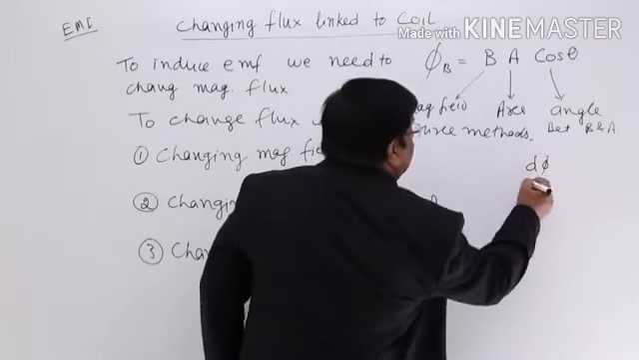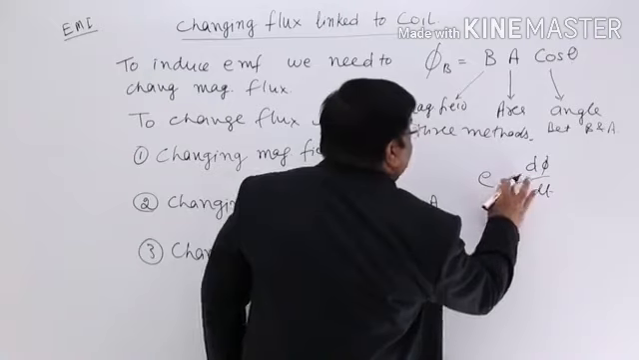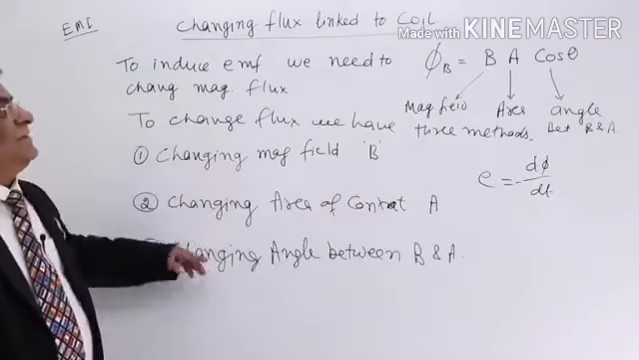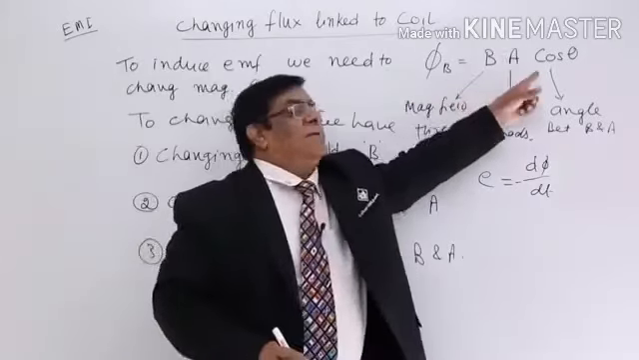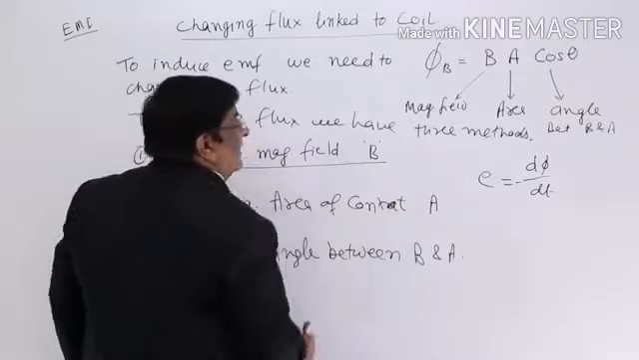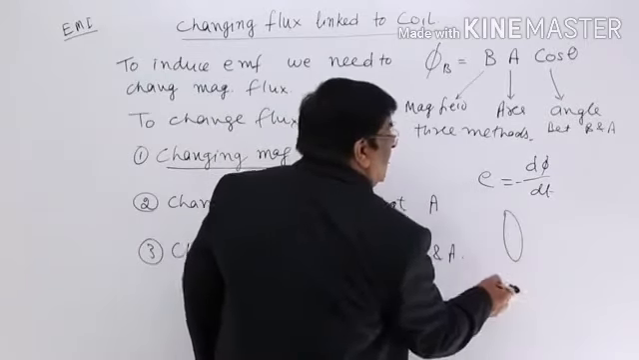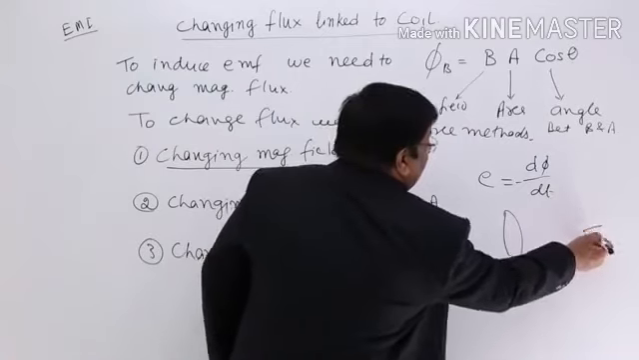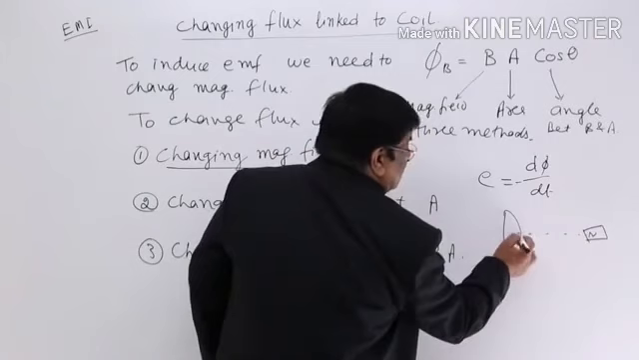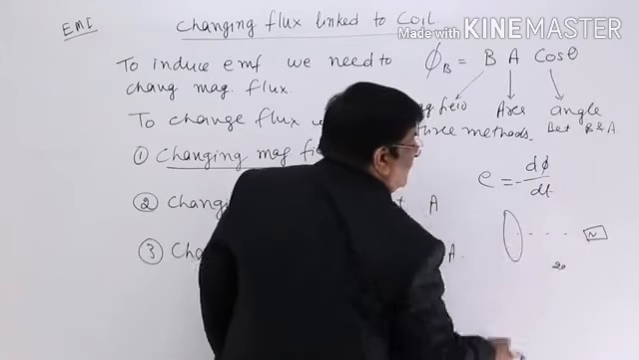So these are the three methods by which we can change the flux, and if there is a change in the flux during a certain time, what do we get? EMF across the coil. These are the three methods because there are three quantities and these can be changed. The first quantity is what? Changing magnetic field B. Here is a coil and we have created a magnetic field with the help of this magnet, and according to this distance, the magnetic field here is 20 units, suppose.